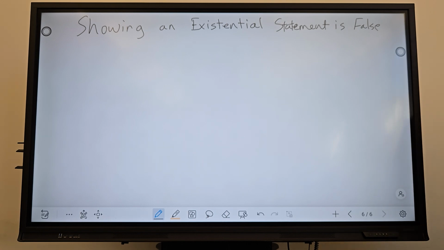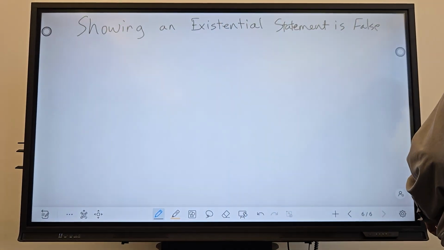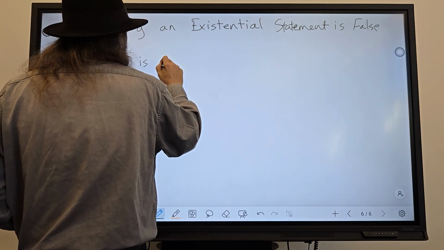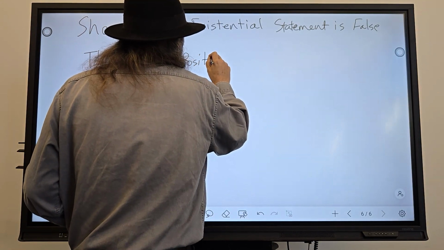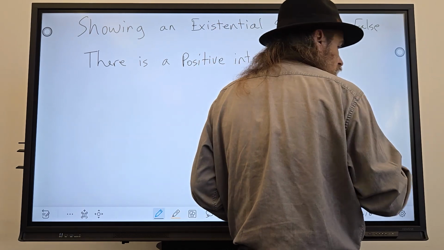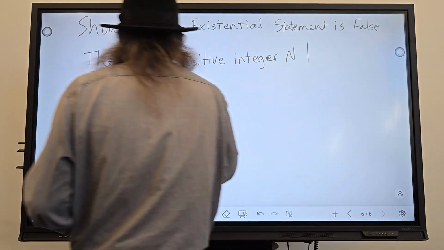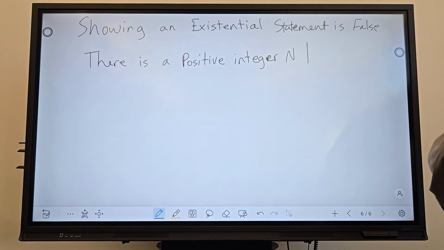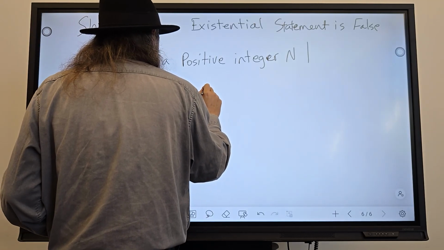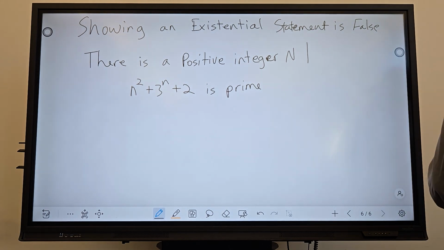Show that the following statement is false. There is a positive integer n such that n squared plus 3n plus 2 is prime. Did I write that right? Yeah. Okay.